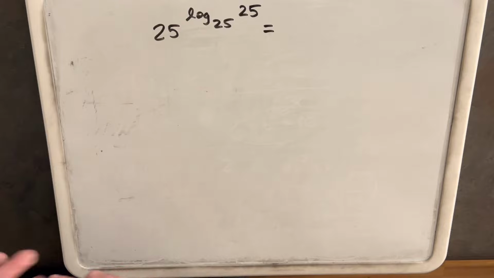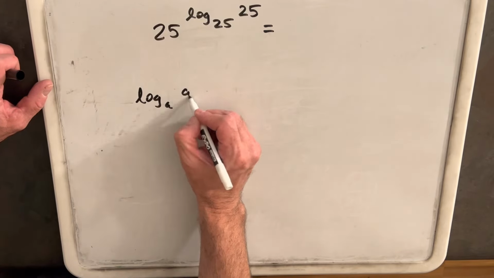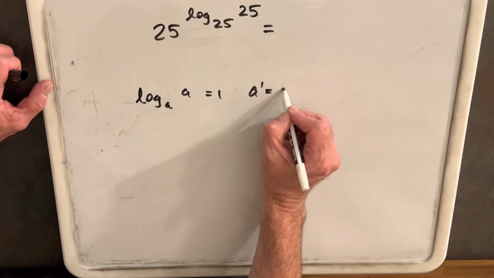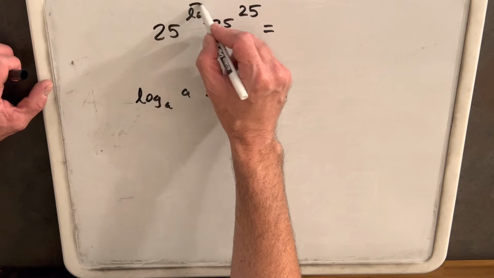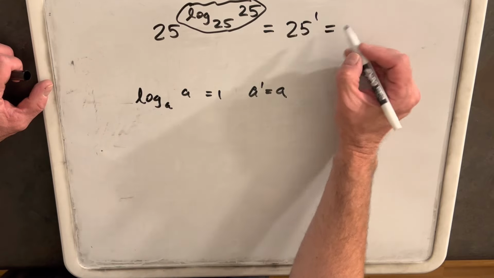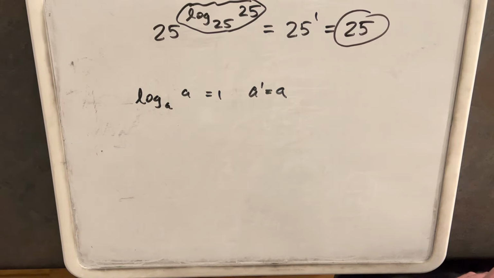Well, the reason it's so silly is because when you have log base a to the a, it has to equal 1, because a to the 1 equals a. So therefore, this piece is just 1. So we have 25 to the 1 equals 25. Sorry, that was maybe a little too easy, but it's kind of good to see the variety.